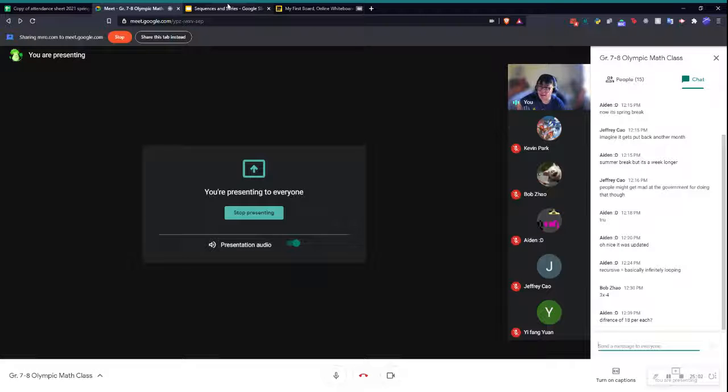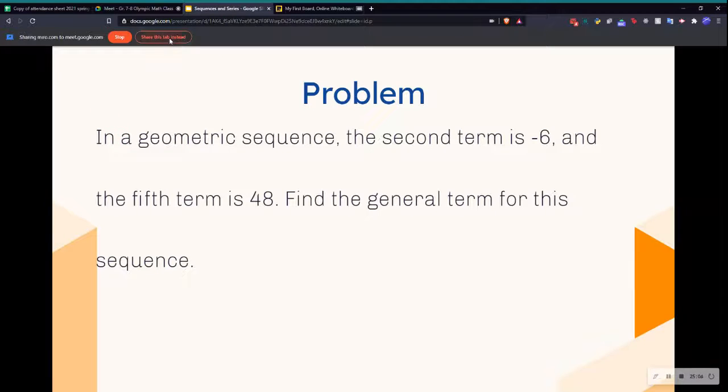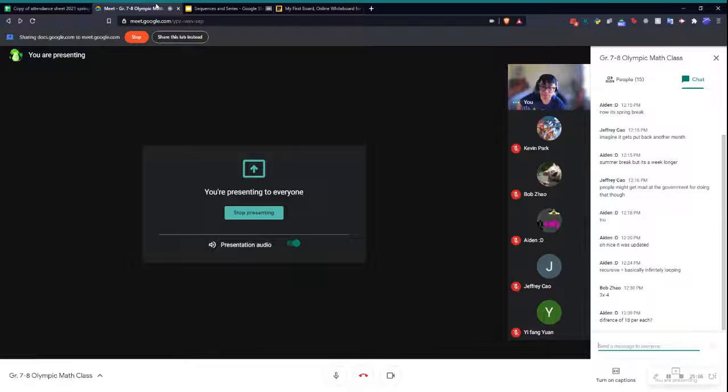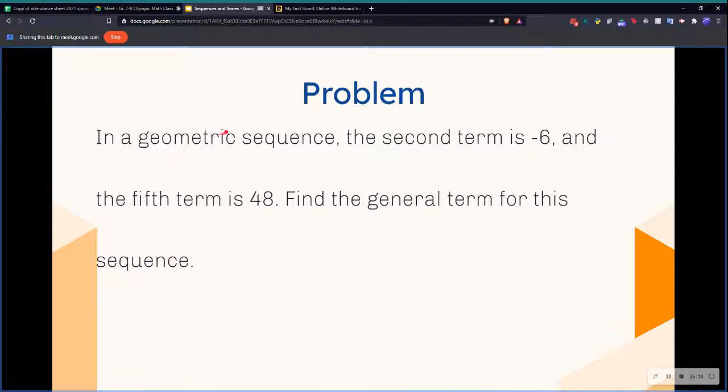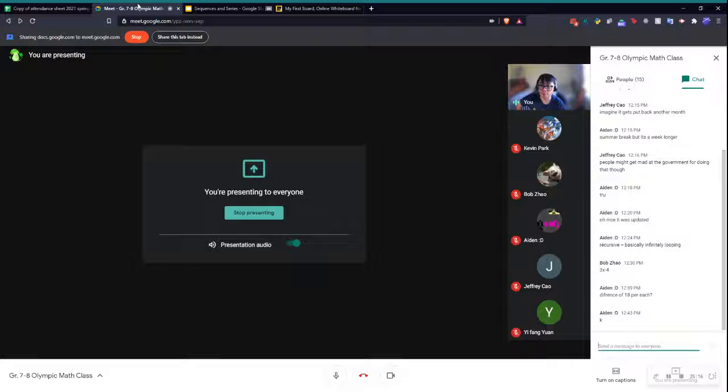Oh, Aiden, yeah, I defined it so that it's a geometric sequence, so you can't use the arithmetic sequence formula anymore. I'll always try to define what type of sequence it is for these kinds of problems, so you know what formula to actually use. Yeah.